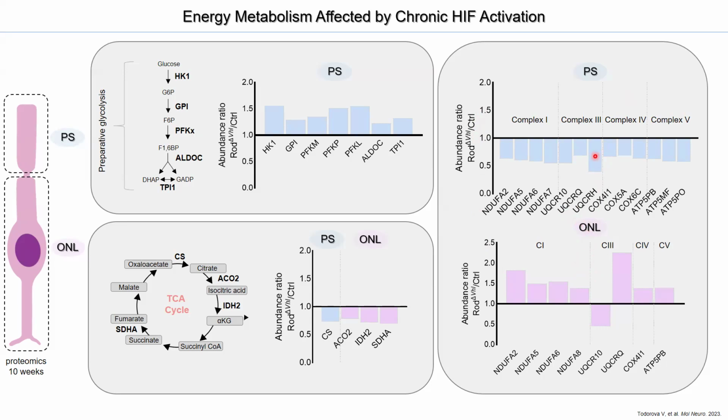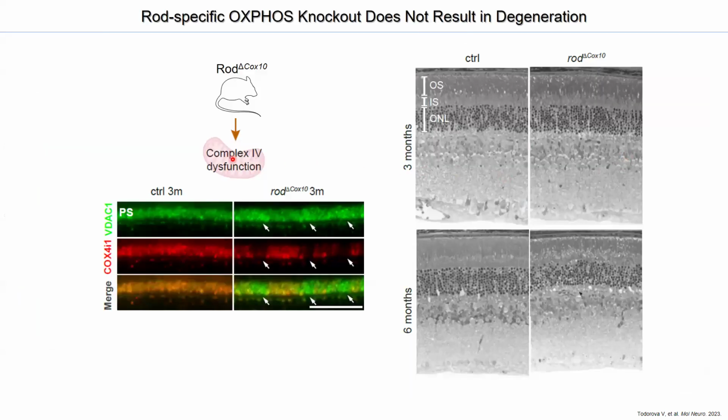So based on this data, we hypothesized that maybe the lack of oxidative phosphorylation inside our Rod VHL mice is what is causing the degeneration. Because of this, we developed a mouse model that has a COX-10 knockout inside the rods, which would lead to a complex 4 dysfunction, since COX-10 is an assembly factor of complex 4. And as you can see, COX-4 is downregulated in the rod COX-10 mice, even though it's patchy because of the Cre.